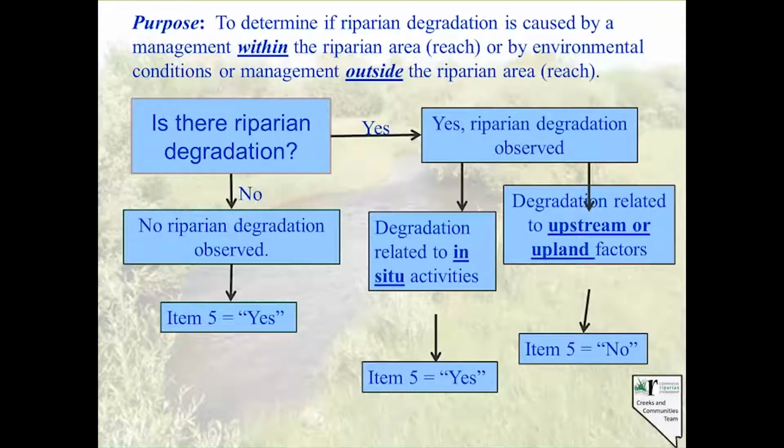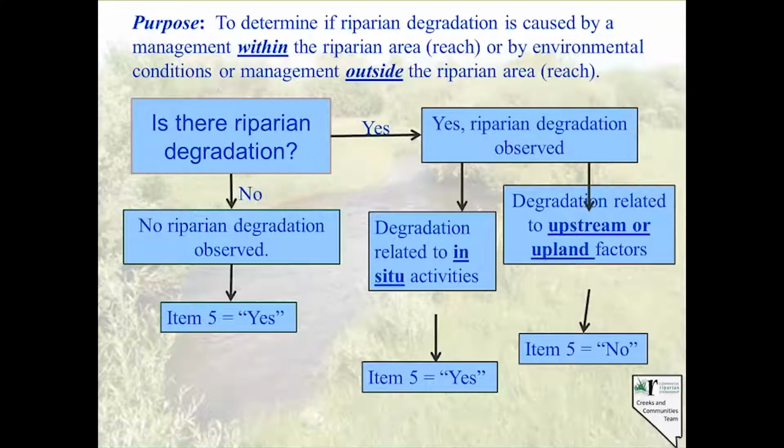So if everything else on your form is a yes, but you put a no for this question, you're going to want to go back and check yourself, because if overall your reach looks good, then no matter how bad the rest of the watershed is, that rest of the watershed isn't causing degradation in your site. So just going through, your first question here is, is there riparian degradation? If there's no degradation at all, then this question's probably going to be a yes, that the uplands or upstream are not causing degradation in your site. Otherwise, you would have said that there is degradation, right?